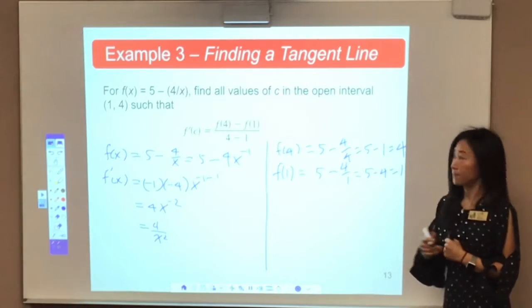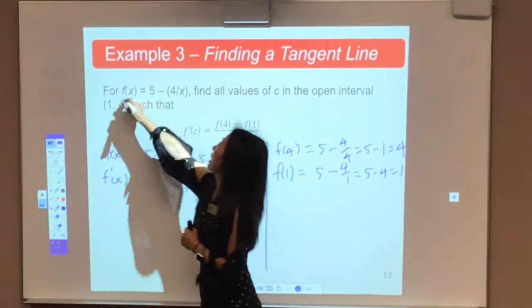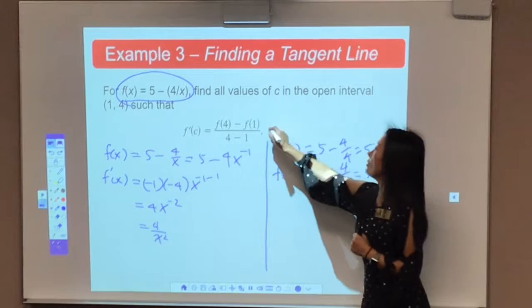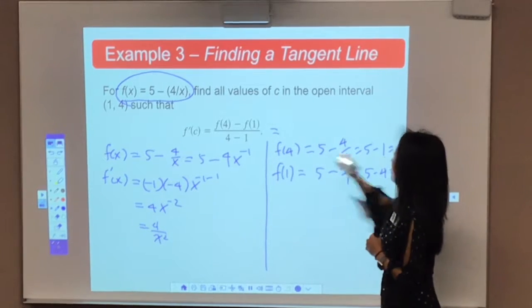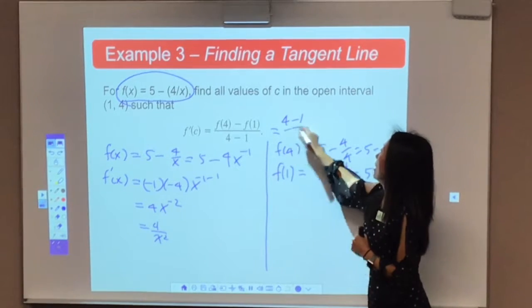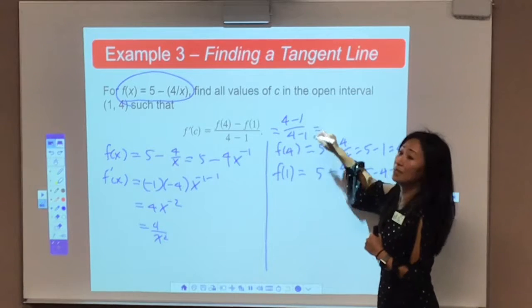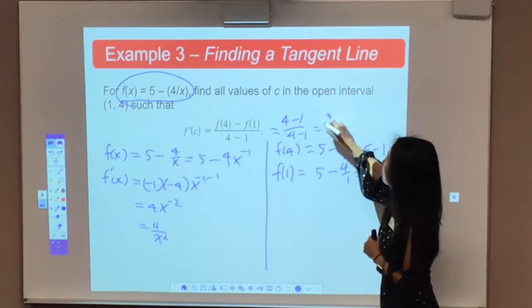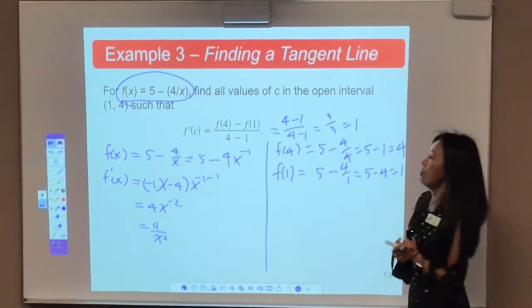So you're just plugging in 4 and 1 into my original function? Yeah, my original function. So this over here is actually the same as what? 4 minus 1 over 4 minus 1. It happens to be the same number, okay? That's right. It doesn't have to be, but it happens to be the same number. So we'll have 3 over 3, which is equal to 1.